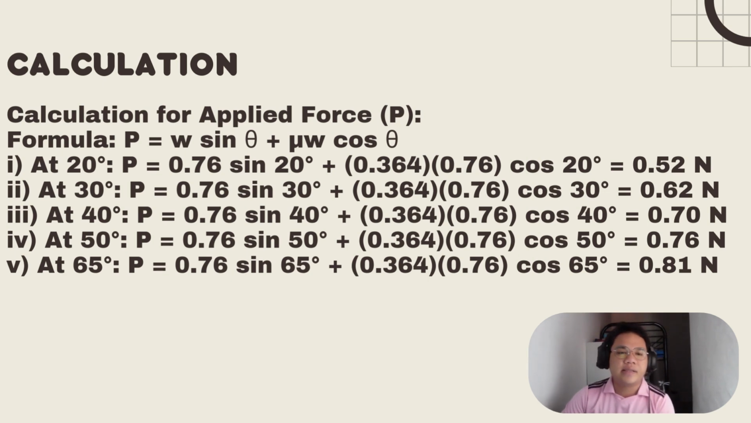And the third one is at 40 degrees, we will get 0.70 Newton, and at 50 degrees we will get 0.79 Newton, and last but not least, at 65 degrees we will get 0.81 Newton. So the conclusion illustrates the interplay between angle, friction, and applied force.